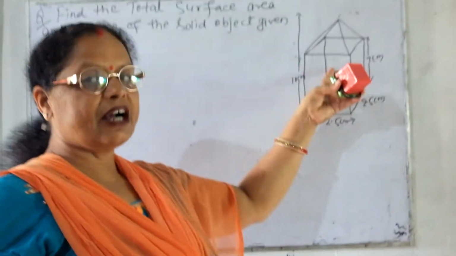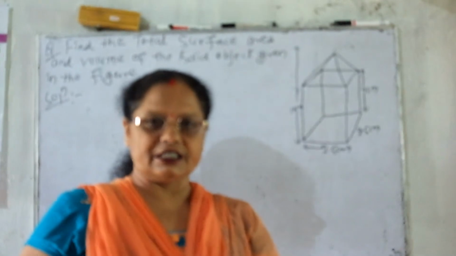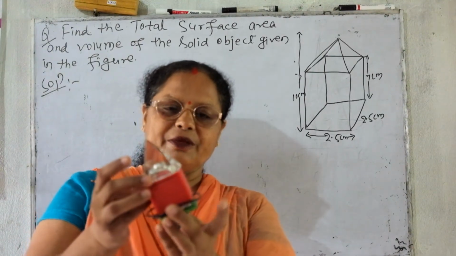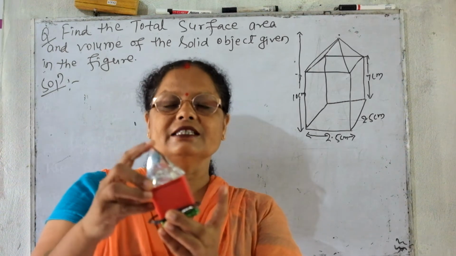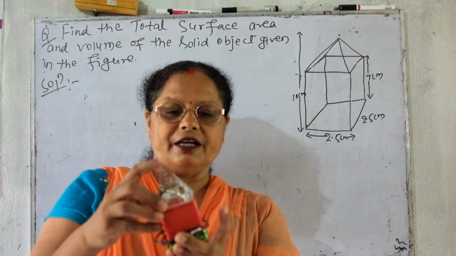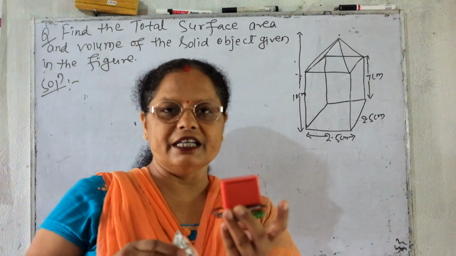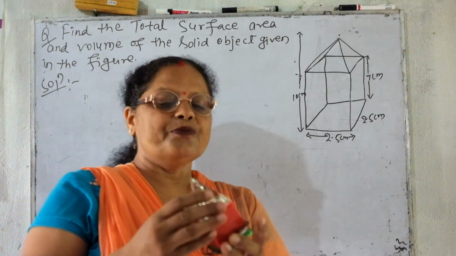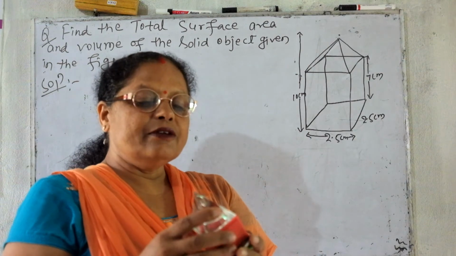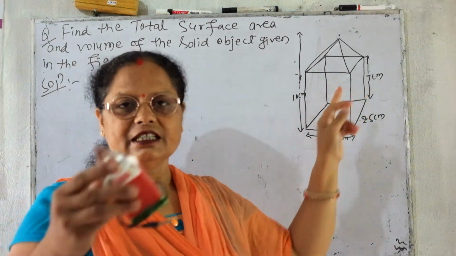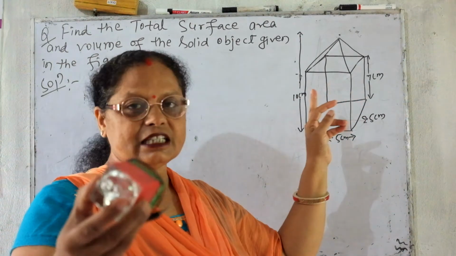Let's see the figure and this solid object. I think both are the same. This is the cuboid part and this is the pyramidal part. The upper part is the pyramid and the lower part is the cuboid. If it is together, then the figure is like this object.